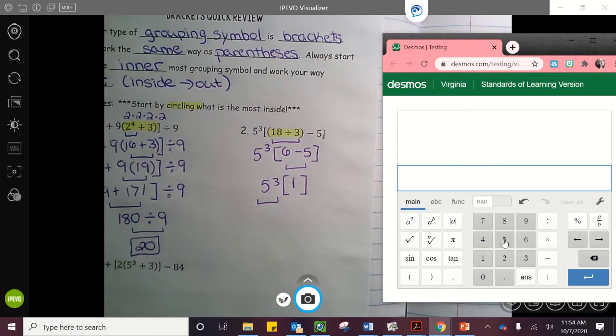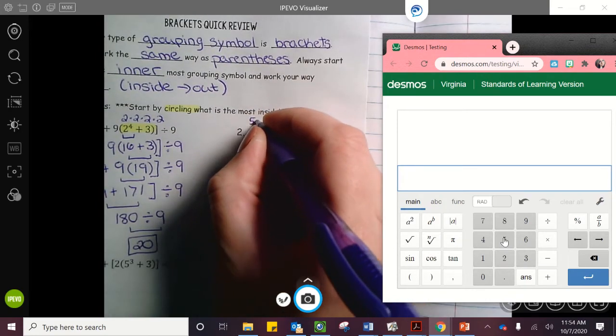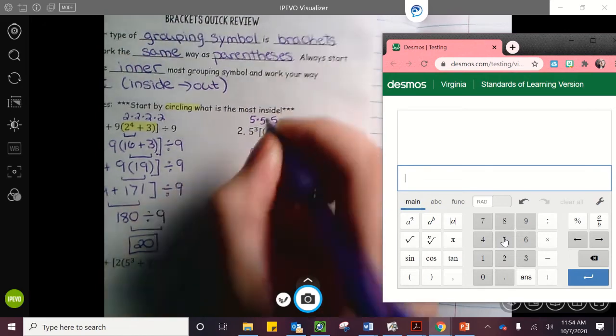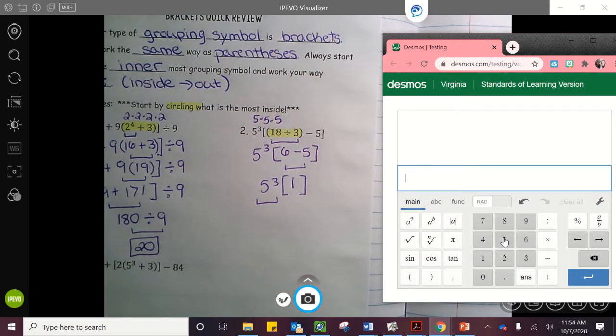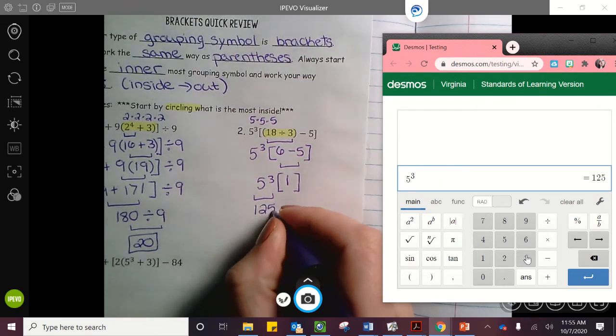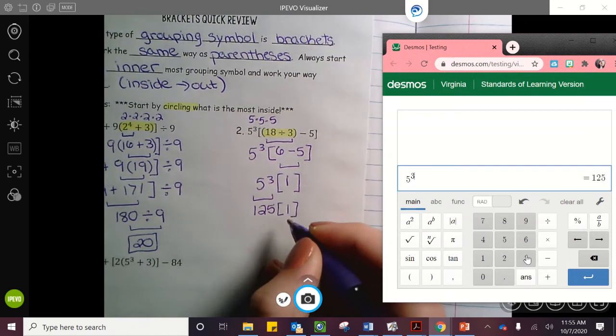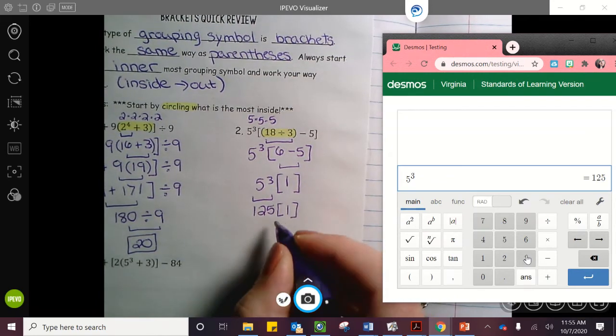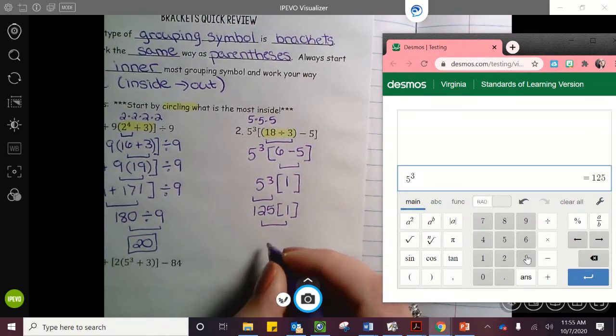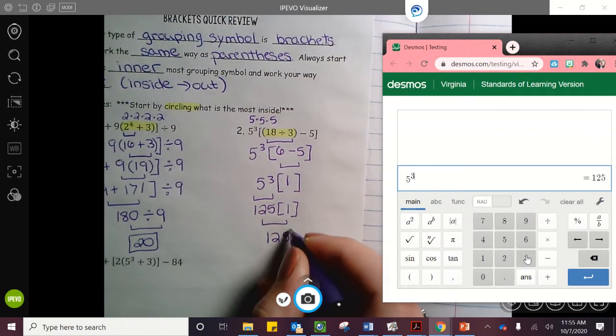You can type that in your calculator, but remember it would mean 5 times 5 times 5. If you think about your expanded form, 5 cubed means 5 times 5 times 5. So you can do 5, a to the b button to hit your exponent, and that's 125. And that is being multiplied by 1. So my last step would be to multiply here. 125 times 1 is 125.